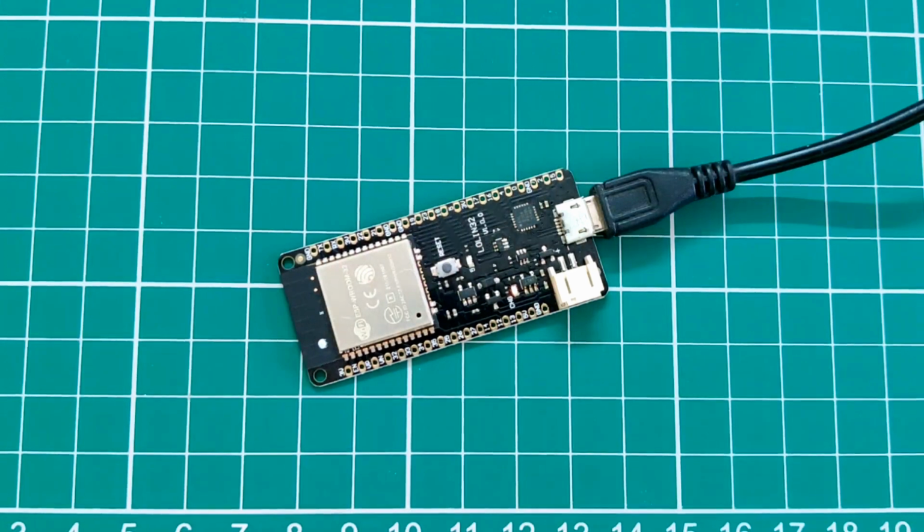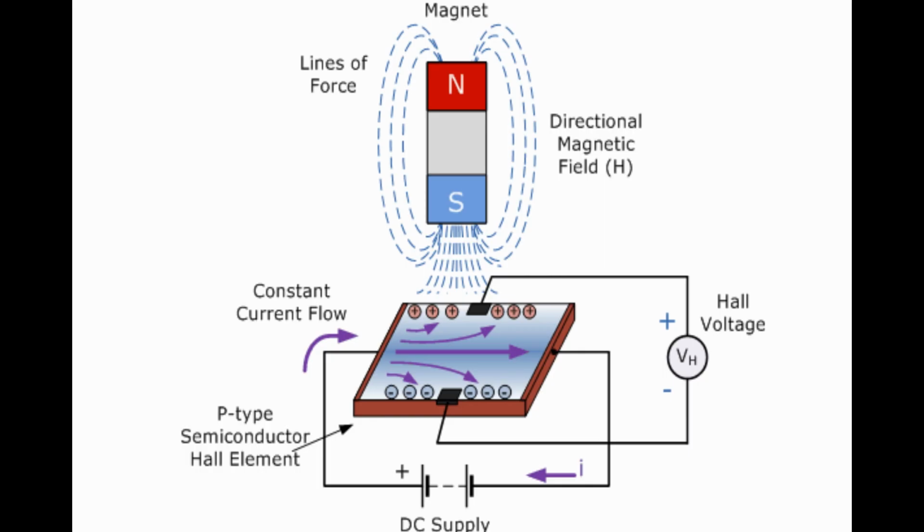So before we go into the code and all, let me tell you what a Hall sensor is. In short, a Hall sensor senses the magnetic field, which means it can tell you how strong or weak the magnetic field is near the sensor.